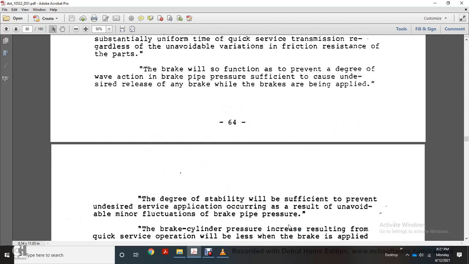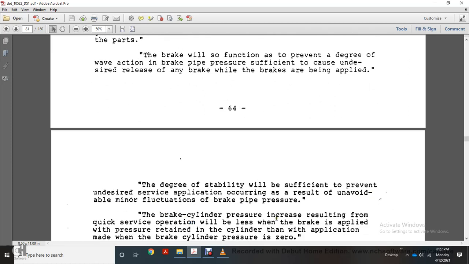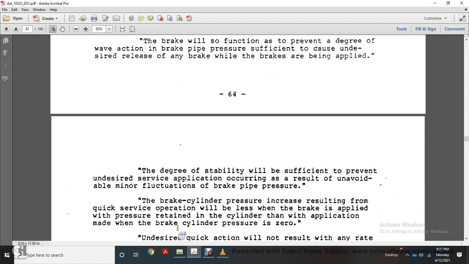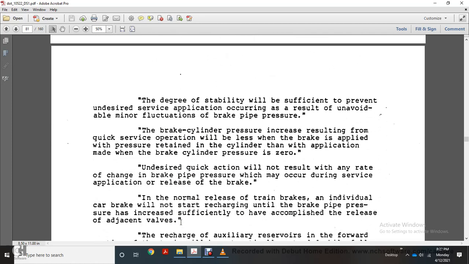The degree of stability will be sufficient to prevent undesirable quick service application occurring as a result of unavoidable minor fluctuation in the brake pipe pressure. The brake cylinder pressure increase resulting from the quick service operation will be less for brakes applied with pressure retained in the cylinder than for an application made with the brake cylinder pressure at 0. Undesired quick action will not result with any rate of change of the brake pipe pressure which may occur during the service application or release of the brakes.